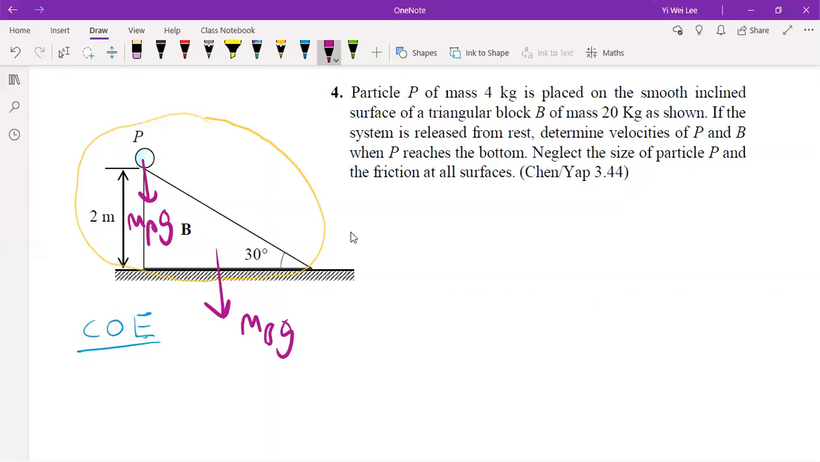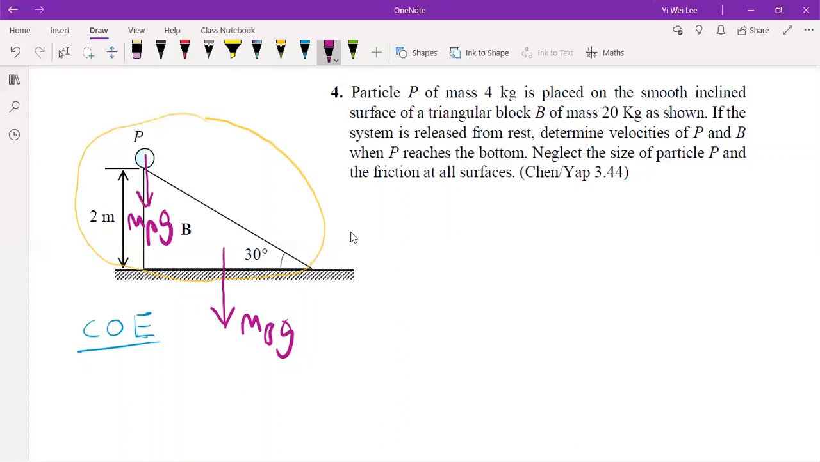So the normal force of P acting on B and of B acting on P is an internal force, so it's not considered in the calculation. Is there any more external force? Now we have two external forces we just established here. Please take note, both these external forces are acting perpendicularly downwards.